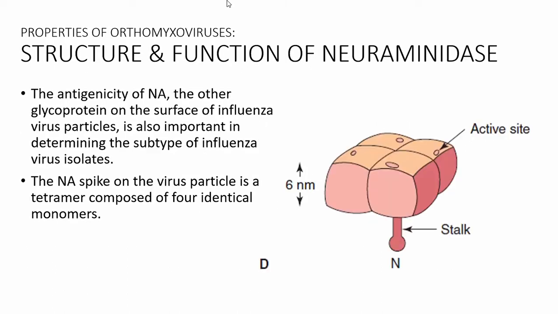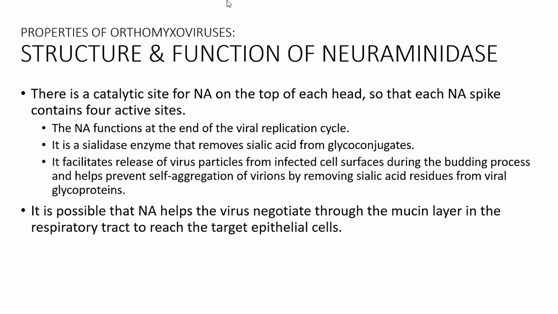For neuraminidase, the antigenicity of neuraminidase, which is the other glycoprotein on the surface of the virus, is also important in determining the subtype of influenza virus isolates. The neuraminidase spike on the virus particle is a tetramer composed of 4 identical monomers. And there is a slender stalk, which is topped with a box-shaped head, as seen in the figure. There is a catalytic site for neuraminidase on the top of each head, so that each neuraminidase spike contains 4 active sites.